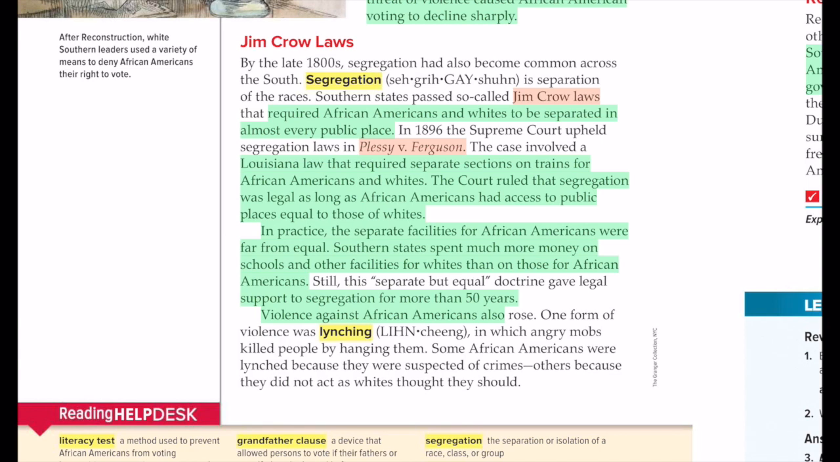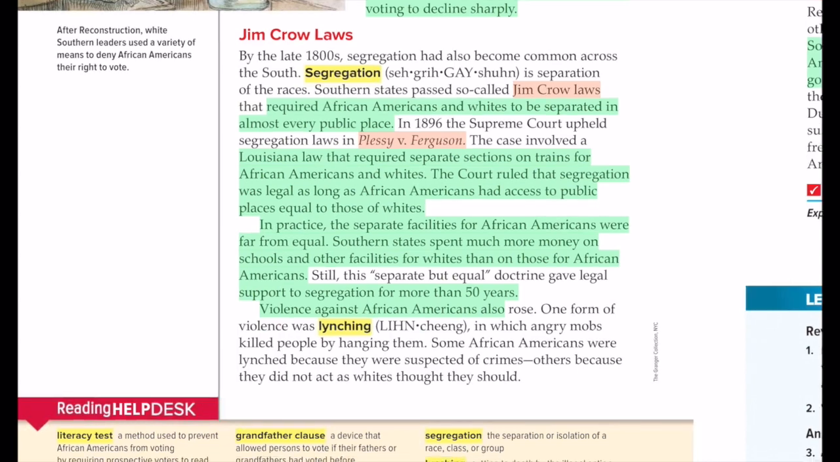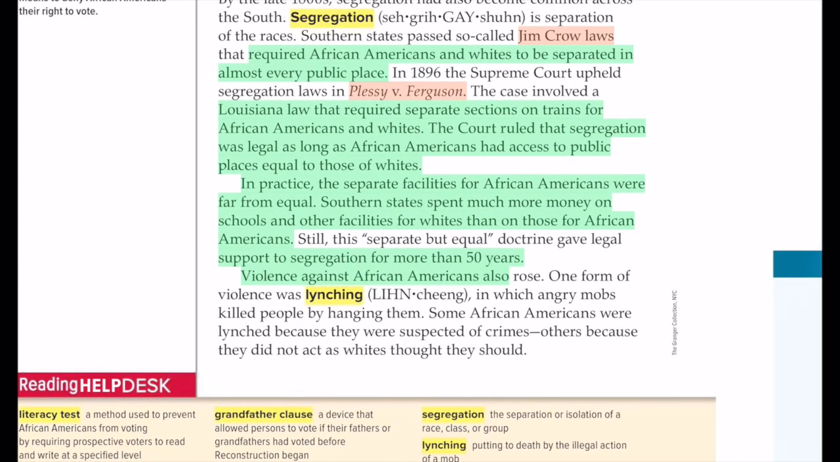So in this particular one, it was about a train. They said that they didn't think you should have to sit in separate sections for African Americans and whites. And the court ruled, no, it's okay that they're separate as long as they have equal right to go on the train. And so that separate but equal idea happens for a long time. They use that as an excuse why segregation is okay, even though in reality, it's not really equal, right?